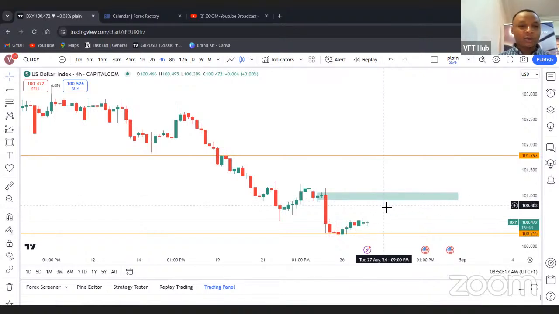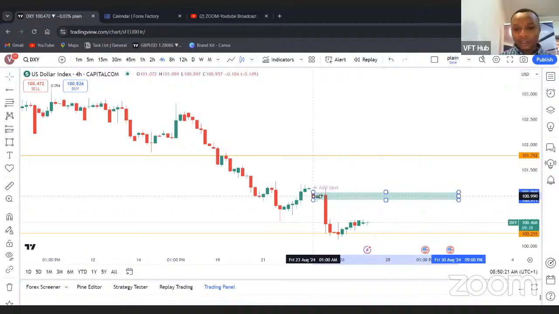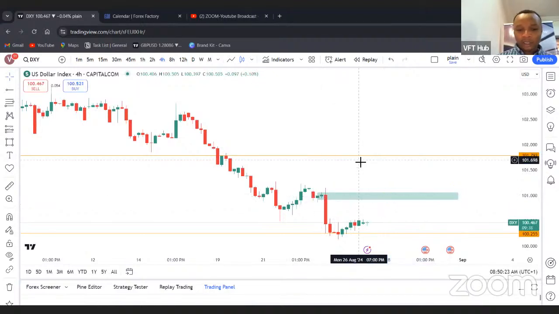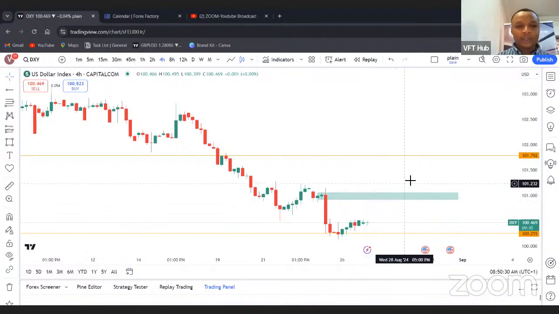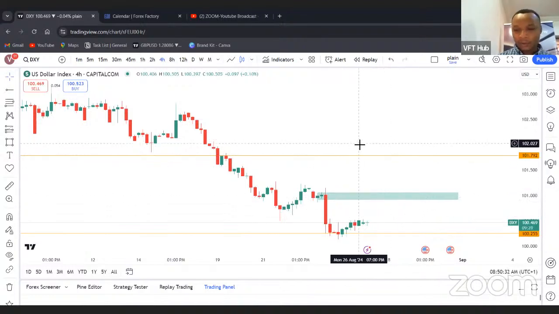The buy may be a little slow because the sentiment on the dollar is very clear, a dump of the dollar on the wider scope of things. But short term, we want to see a retracement into these levels before a continuous sell to the downside. So that's it for the Dixie.